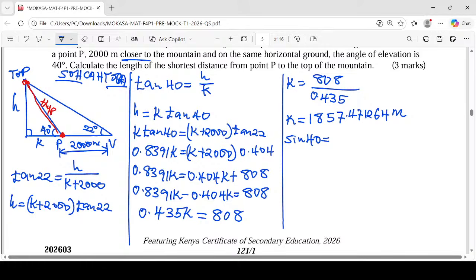But which trigonometric ratio can we use? We have now the value of k, and that's adjacent, and we want the hypotenuse. I can use cos instead of sine. Let me use cos 40. Because cos 40 will now be adjacent, which is 1857.471264, divided by hypotenuse h. This will mean our height h will be given by 18.